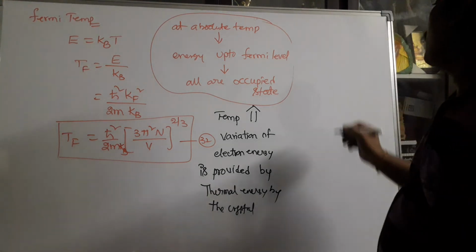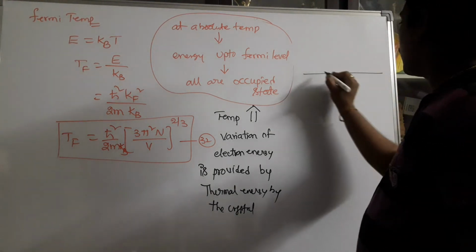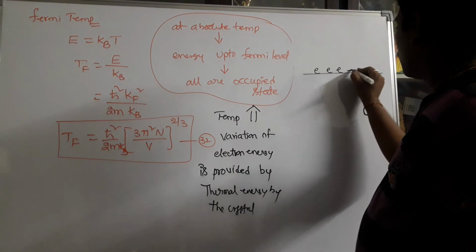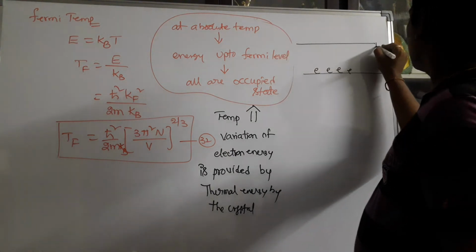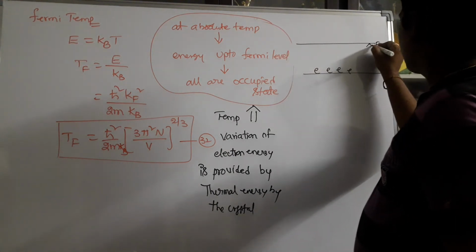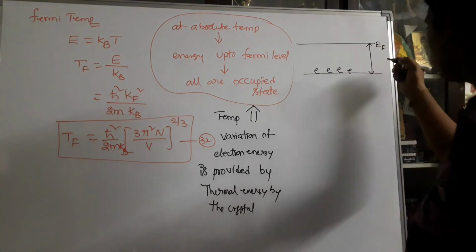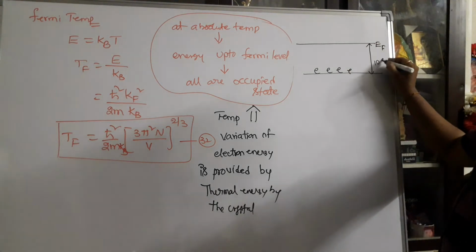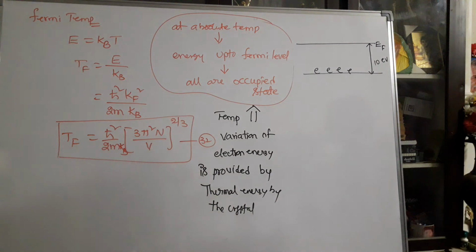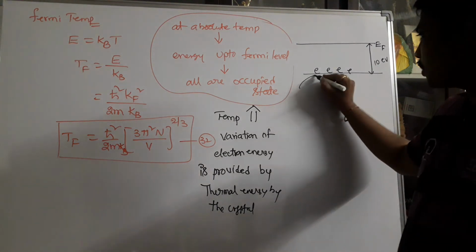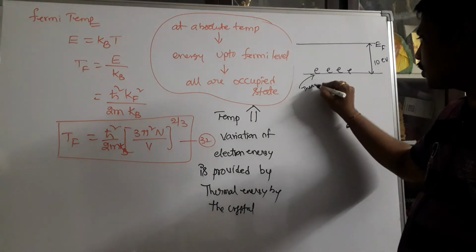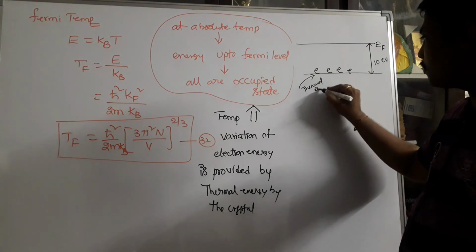Suppose we can provide the thermal energy to electrons in the lower energy levels. Suppose this is the Fermi energy level. From the Fermi energy level to this energy level, my assumption is a 10 electron volt energy gap. So the electron can absorb thermal energy at room temperature.